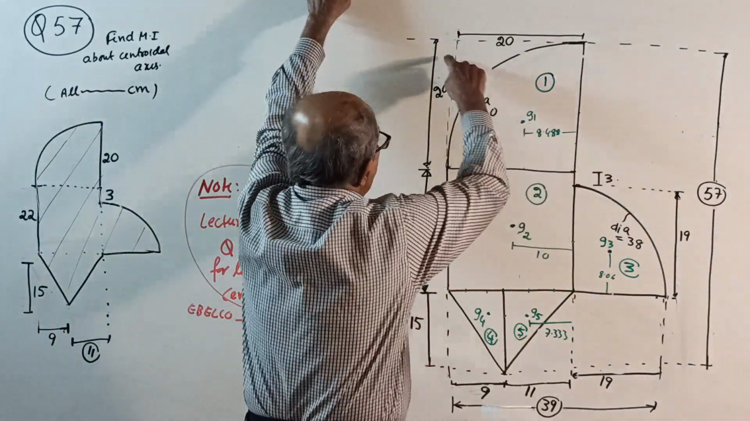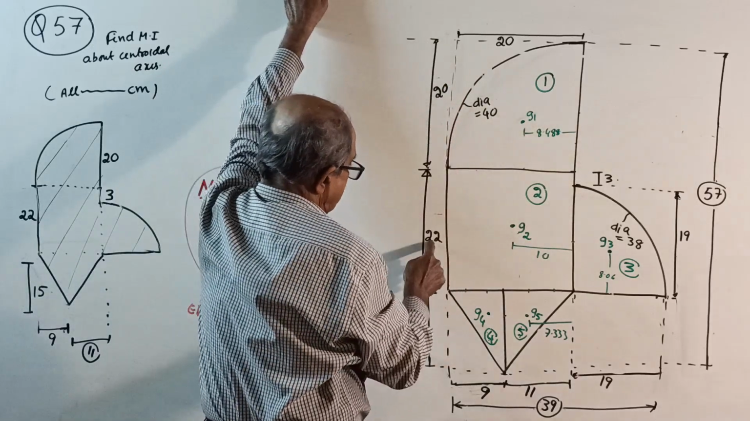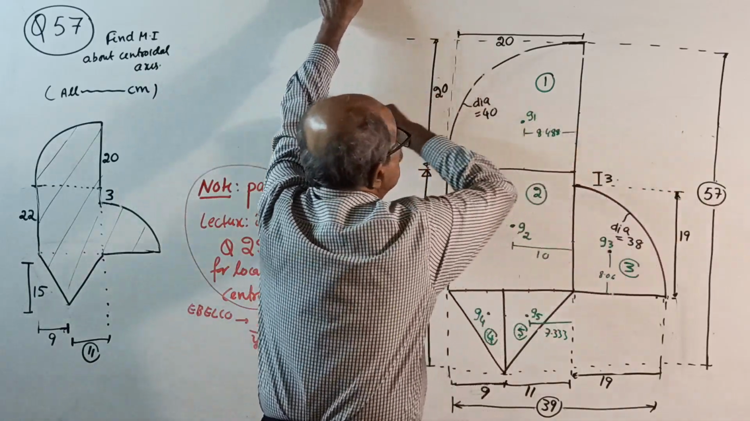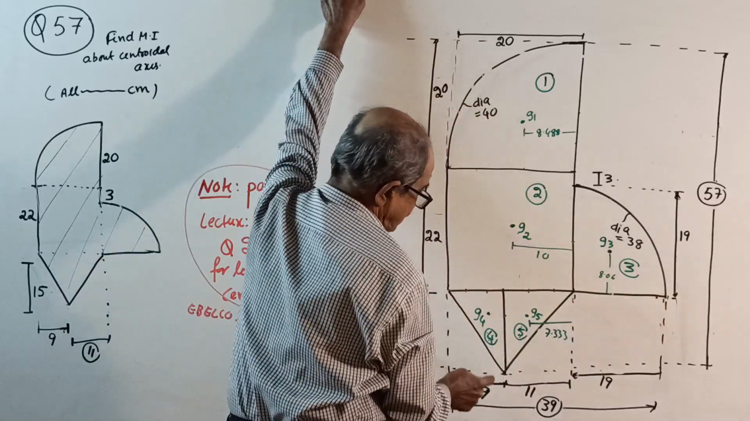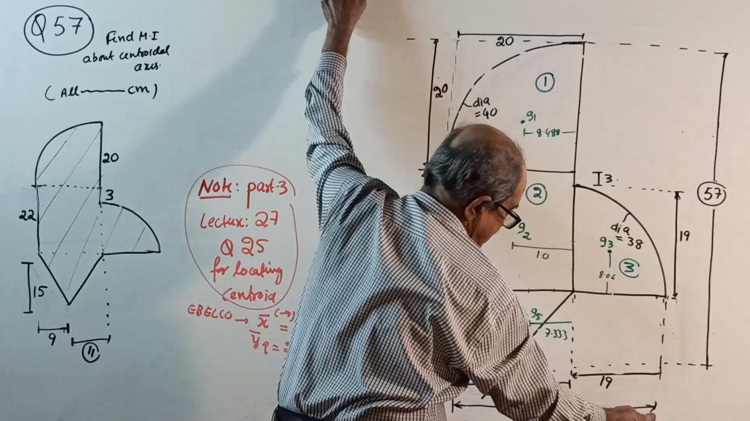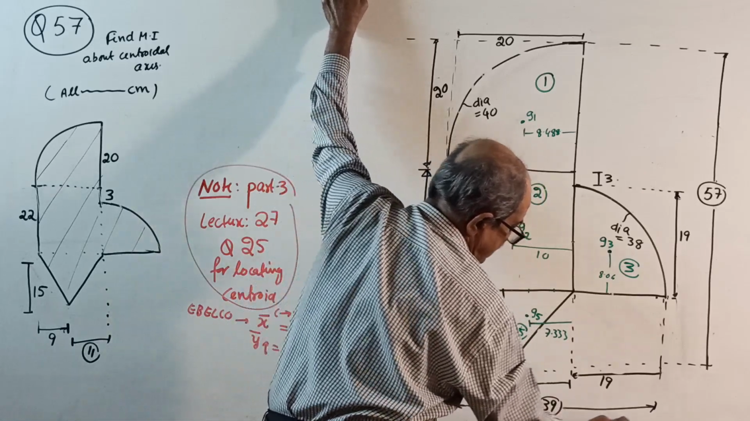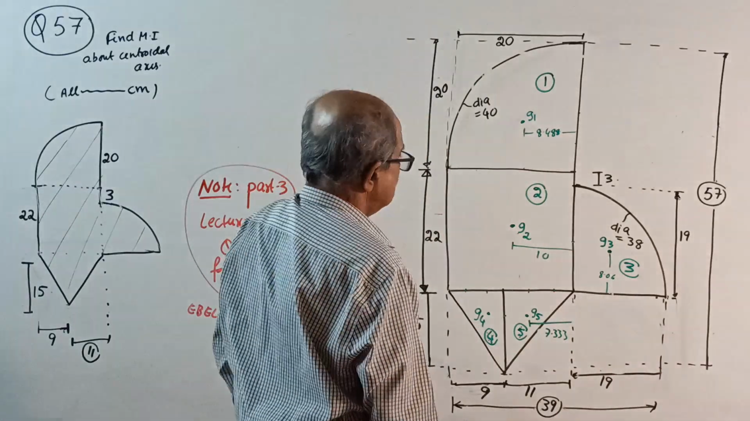20, 20. Now total depth is 20 plus 22 plus 15, 57. I wrote there, outside. Total end to end, from this extreme end to this extreme end is 20 plus another 19, 39. Space problem is there. I managed here, 39. Okay. Now, every dimension is clear.